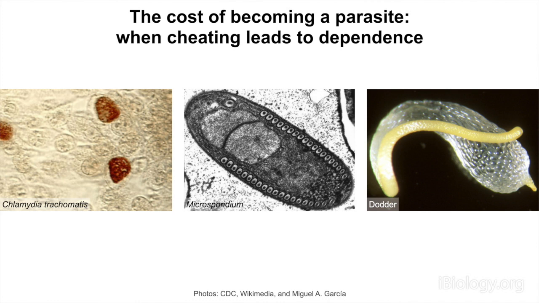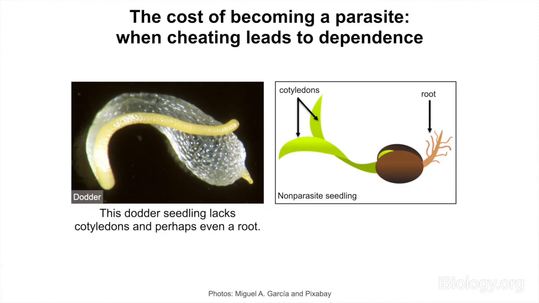Let's take a closer look at dodder, and this time it's just at the seedling stage. So this dodder plant is emerging from a seed, and it lacks some of the structures that we typically see in photosynthetic plants as they germinate. So on the right, we have a cartoon of the germination of a photosynthetic plant, and we can usually see a root and embryonic leaves called cotyledons emerging. But in dodder, those cotyledons are absent, and the root may be absent as well. And remember that once dodder gets established on a host plant, its root rots away.